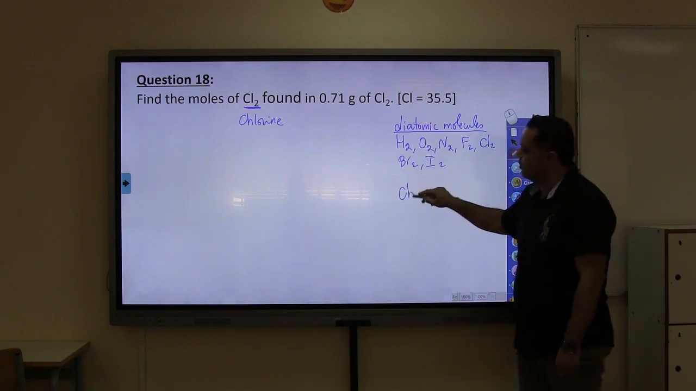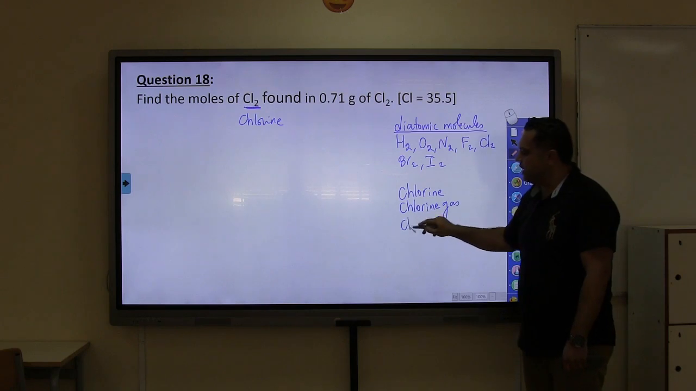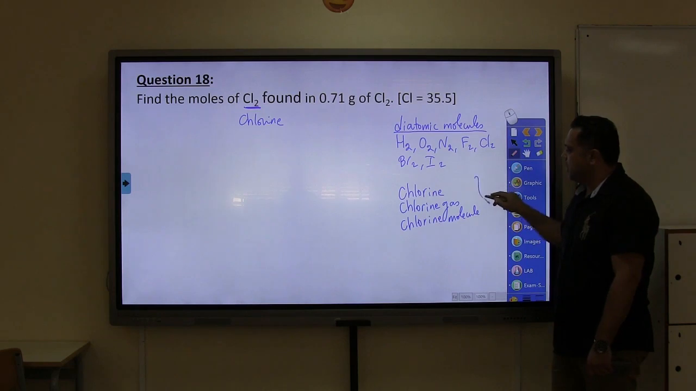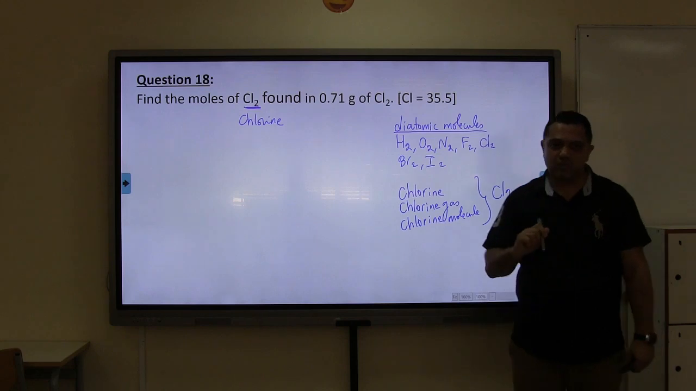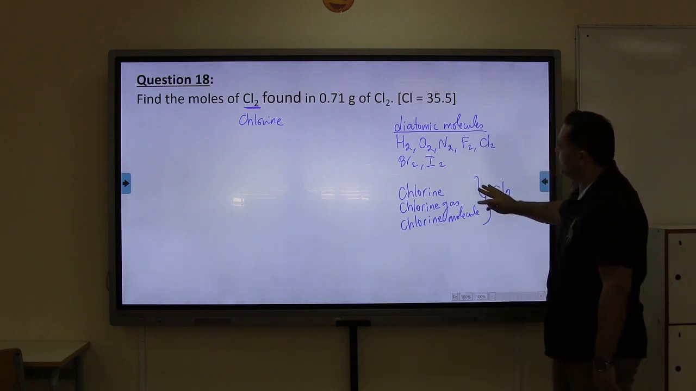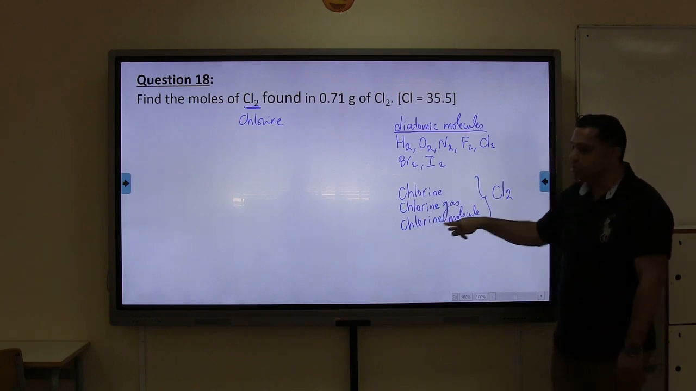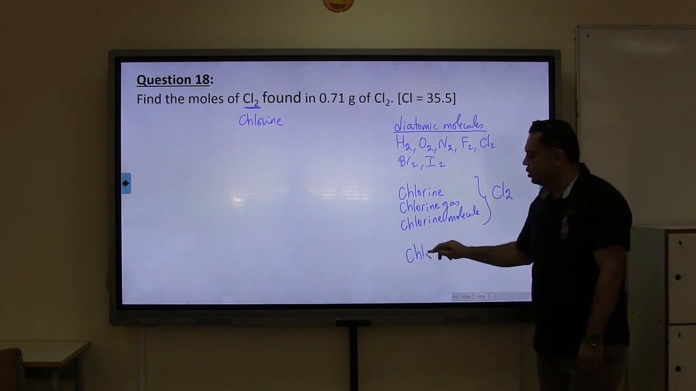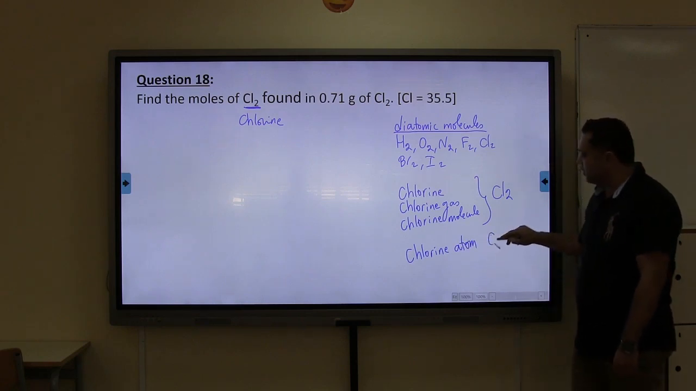If they say, for example, chlorine only, or chlorine gas, or chlorine molecule, any term, we will use only Cl2, the diatomic. If instead of chlorine I say nitrogen, nitrogen gas, or nitrogen molecule, it means it's N2, okay? It's only if I say chlorine atom, then I will take it only as Cl.